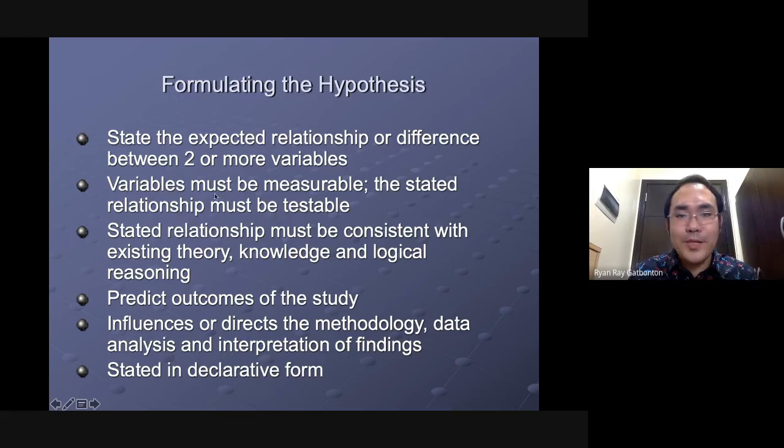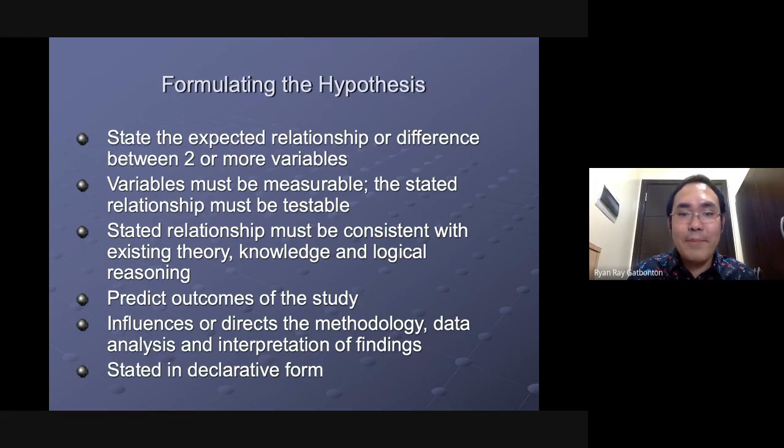Now, these variables must be measurable and testable. Because we need to measure them so that we can perform statistical testing to arrive at a decision, or to arrive at a conclusion. And the stated relationship must be consistent with existing theory. This is what we said earlier about the theoretical or conceptual framework. And the knowledge and logical reasoning. This pertains to your review of related literature.